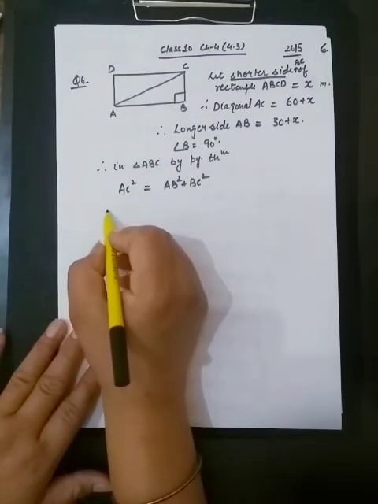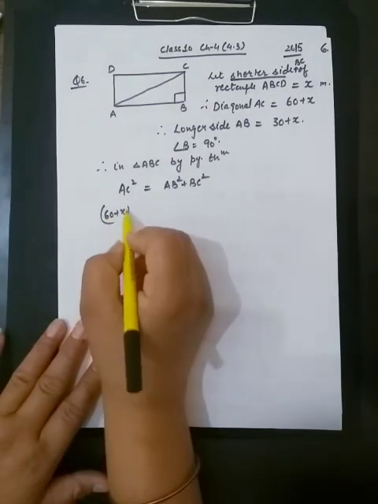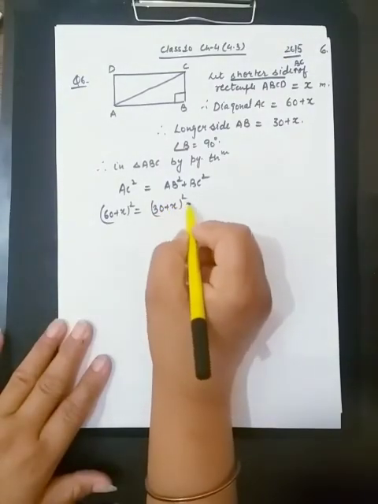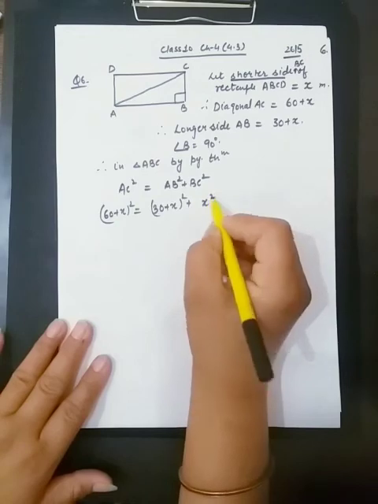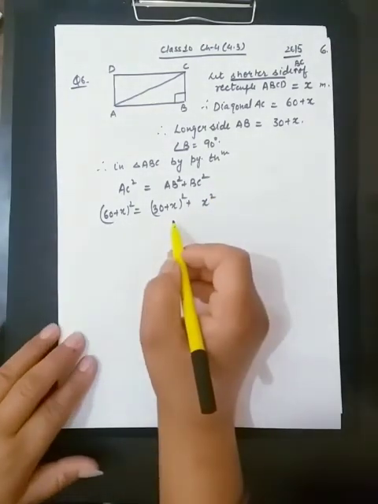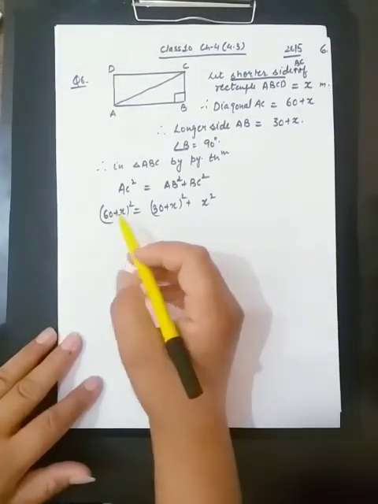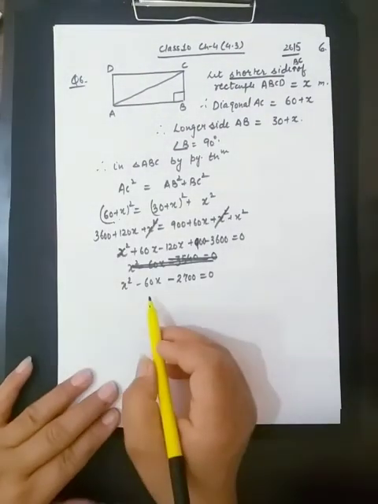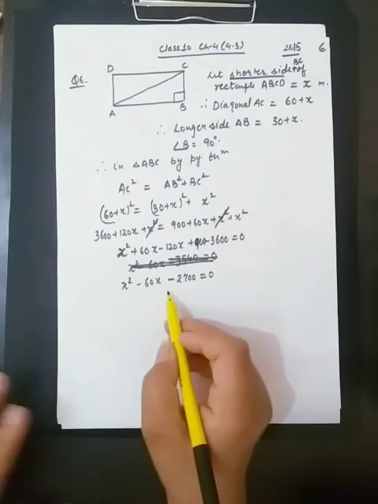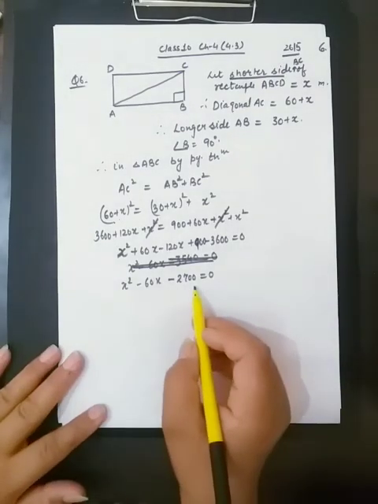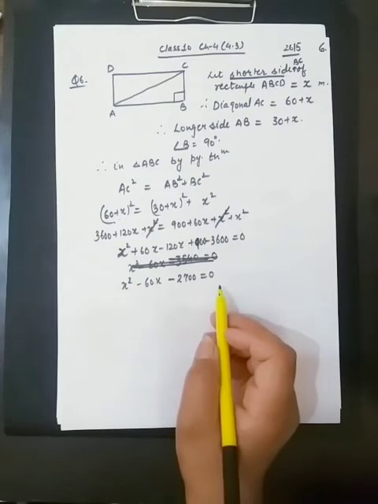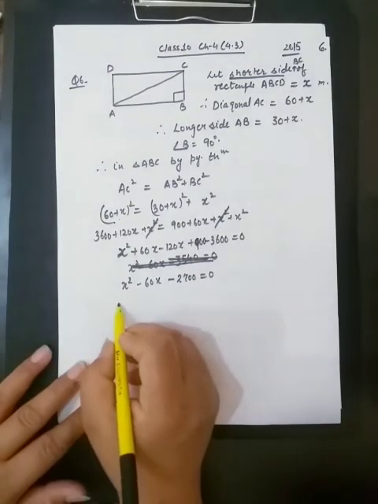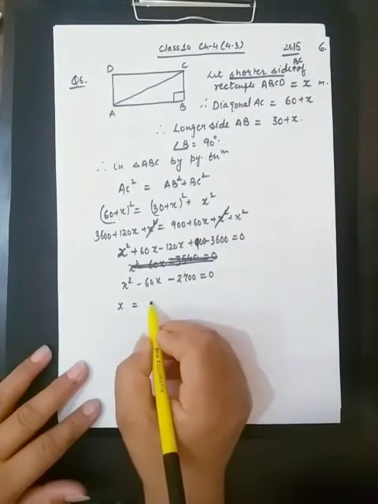Now I am going to put the values, and AB is 30 plus x whole square and BC is x square. So we have to use (a plus b) whole square to solve these two terms. Here we get x square minus 60x minus 2700 is equal to 0. Now we have to solve it to find the value of x, and we can use the quadratic formula to solve it.